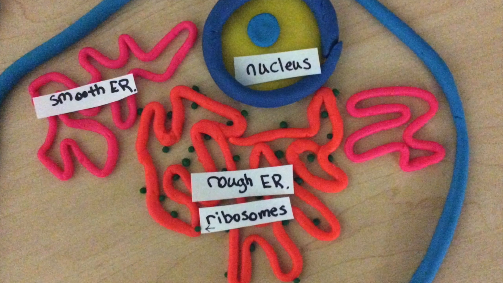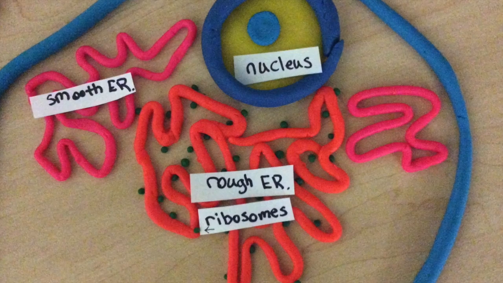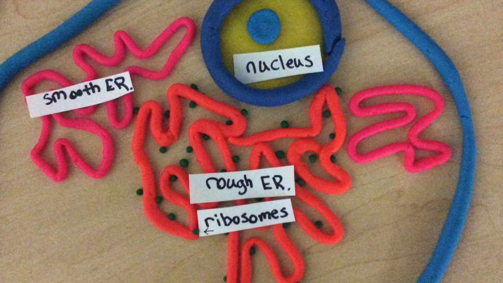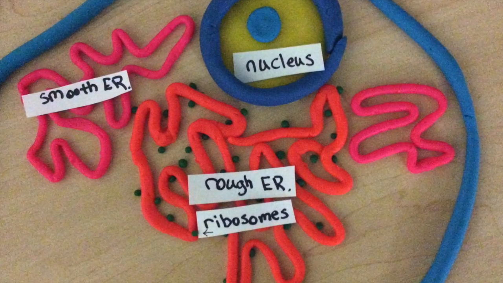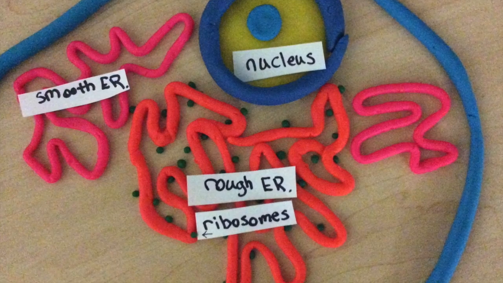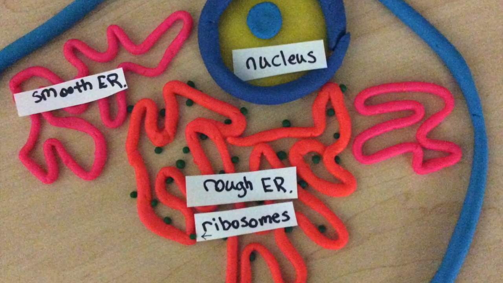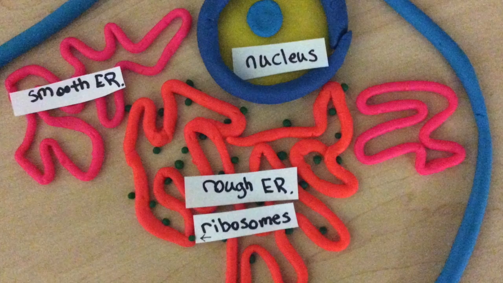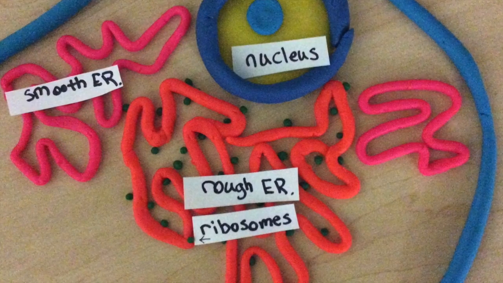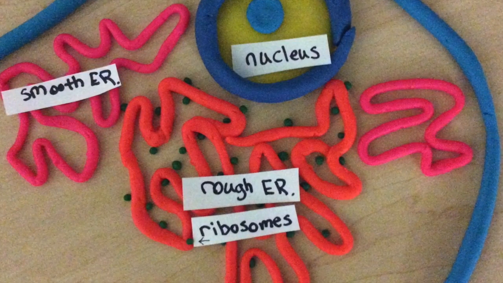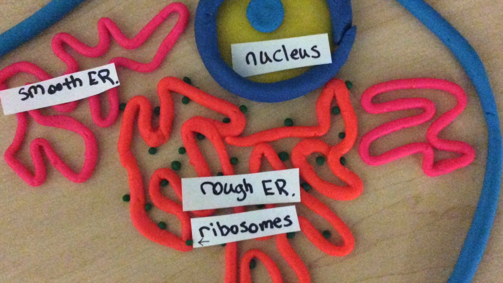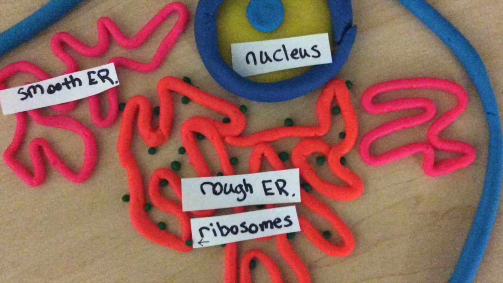The ER has two distinct types. The rough ER has ribosomes attached to it, and then there's a smooth ER. The smooth ER synthesizes proteins and carbohydrates, while the rough ER modifies and packages the synthesized proteins throughout the cell. The function of ribosomes is protein synthesis, which is creating new proteins.